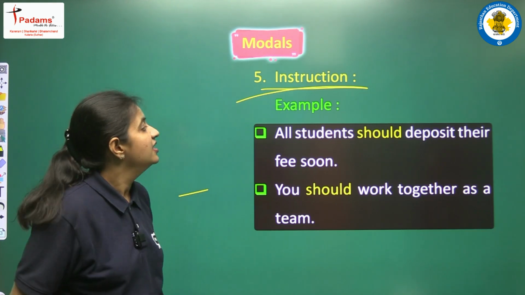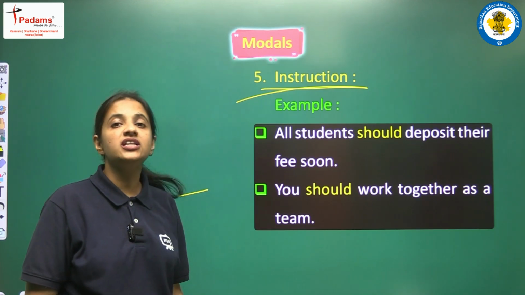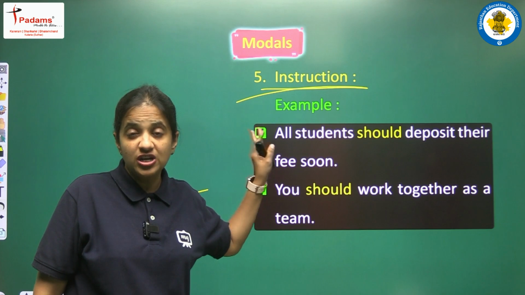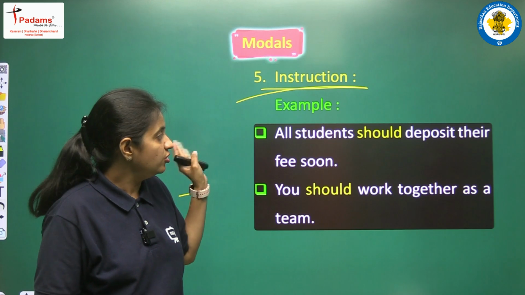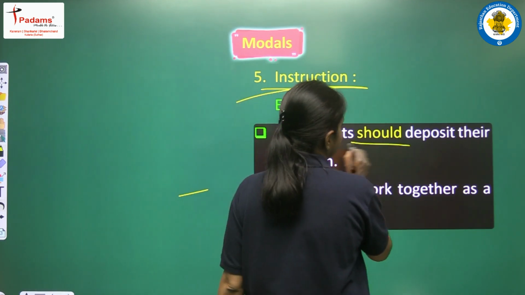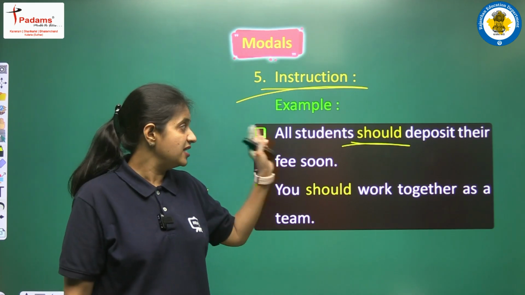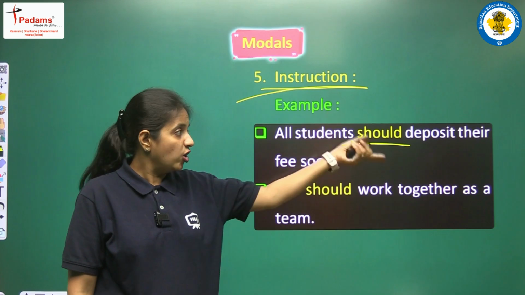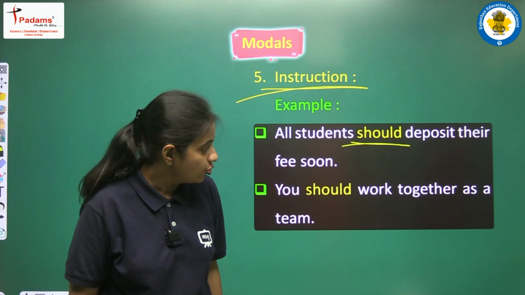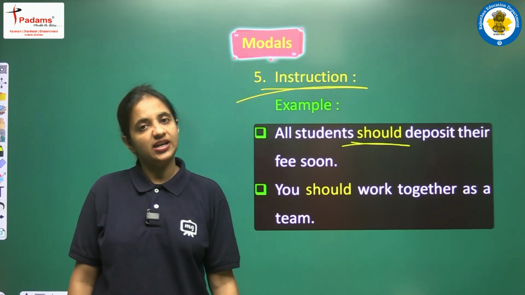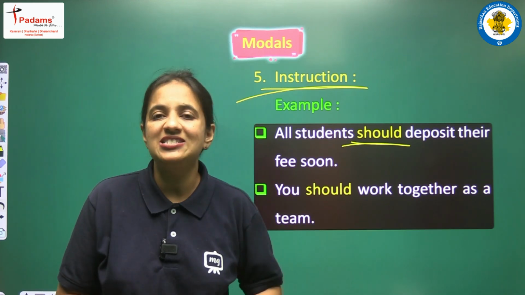Let's read the examples. The first example is all students should deposit their fees soon. So this is one of the instructions. You can find such instructions on your notice board also in your schools. So you know such instructions always have should in the sentence. So with the help of should, here we are giving the instruction and we are saying that all students should deposit their fees soon. Okay, one more example, you should work together as a team. So again this is one of the instructions that is given in the class generally whenever there is some kind of project.